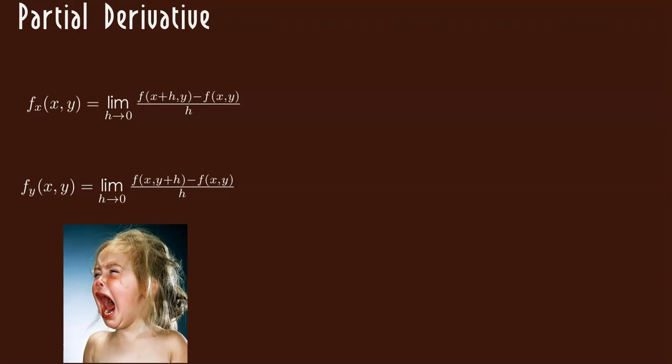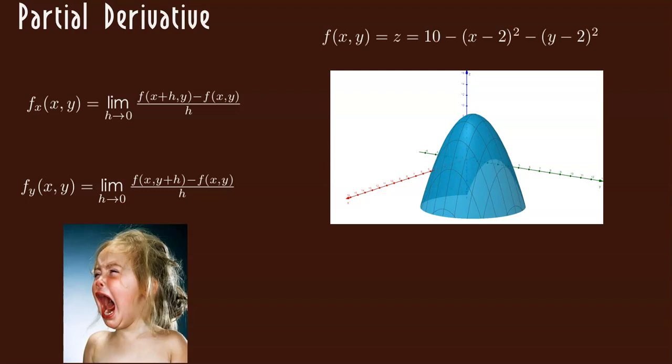The things you want to remember: when you are taking the derivative with respect to x, everything but x gets treated as a constant, including the y. If you're taking the derivative with respect to y, everything but y is treated like a constant. Let's look at an example. Here's the equation for the surface we played with a minute ago, and there's a quick graph of it.